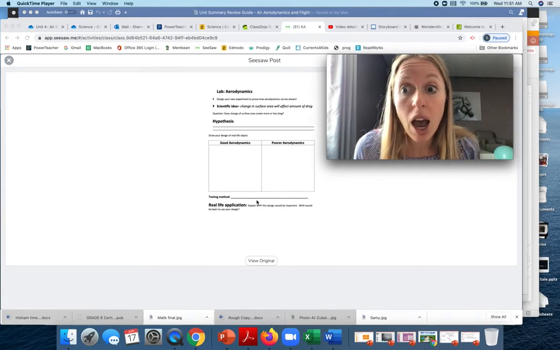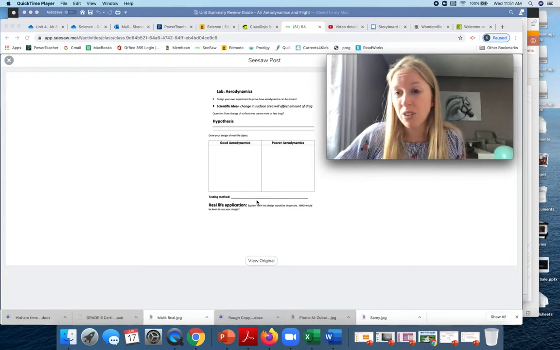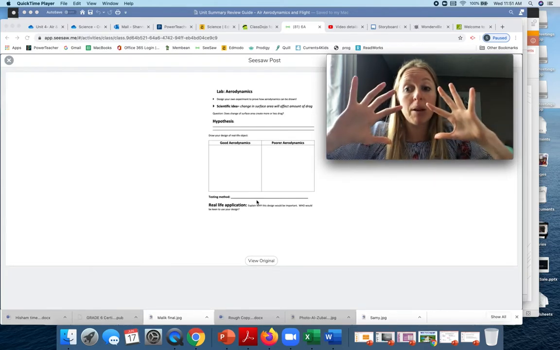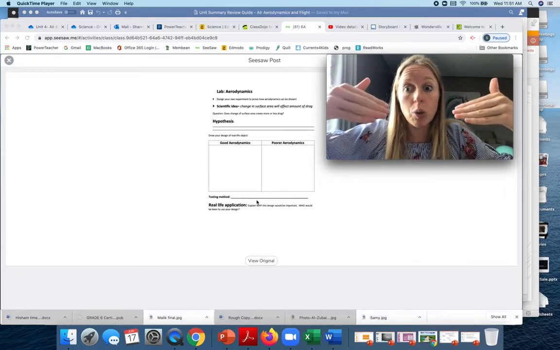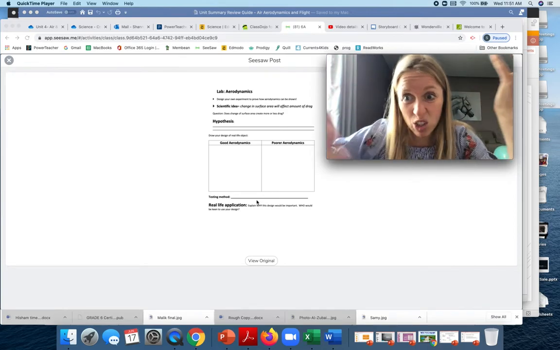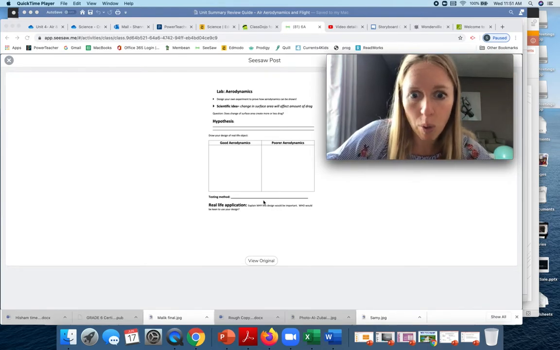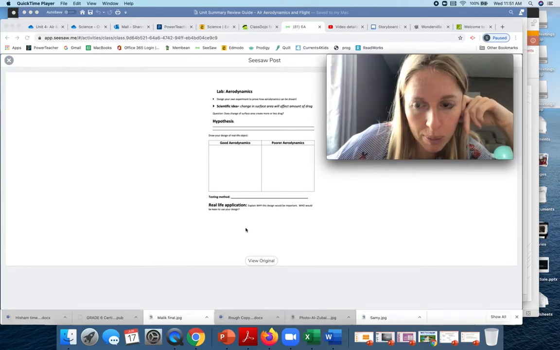Or maybe not a wind tunnel, maybe you just put something in the wind. You have a couple of different objects, you blow, and you see which one moves further. So whatever testing method you want. But if you were actually doing it, what would you do? Then this one, really important.